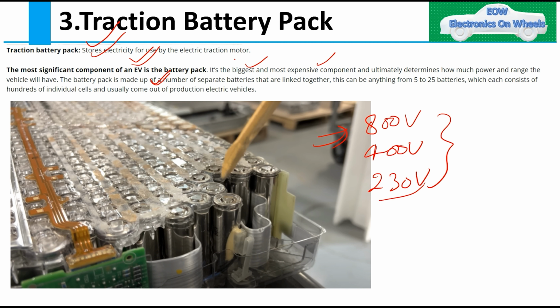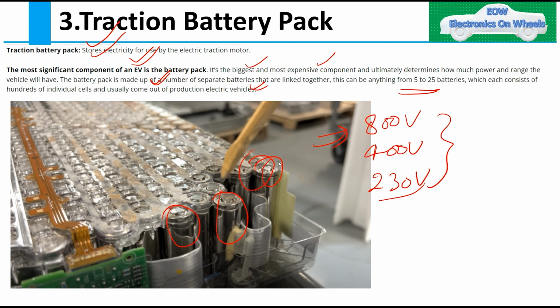So the pack is made up of a number of separate batteries. You can see these are the small batteries which you are using in your normal life, whether in your toys or your watches. These are the battery packs, similar lithium ion batteries. They are linked together, carrying 5 to 25 batteries in one, which consists of 100s of individual cells. So these are the individual cells. Like these 100s of individual cells you will be having, and 5 to 25 batteries can make one module.